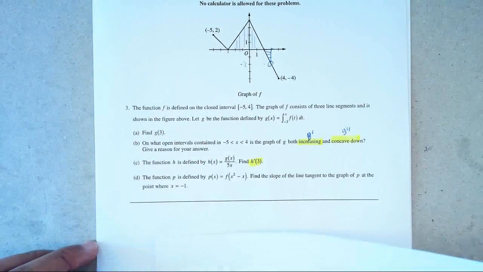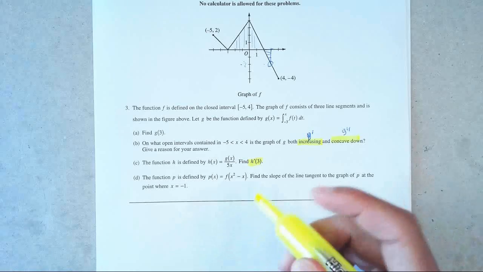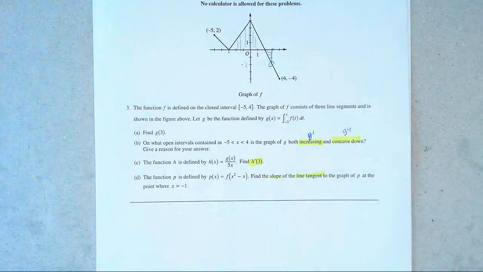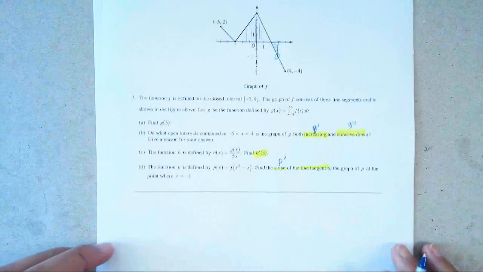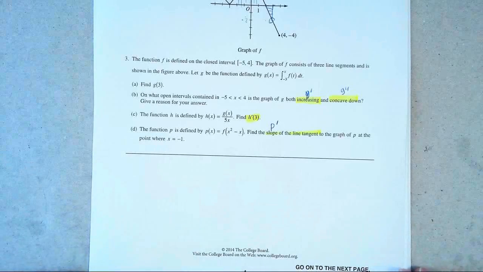So now, this will lead us to part D. Part D tells us the function p is defined by p of x is equal to f of parentheses x squared minus 2x. Find the slope of the line tangent. It's all about keywords. They ask you to find the slope of the line tangent. Remember, slope is derivative. If this is my equation p, they want me to find p prime. So I'm going to go ahead and find p prime.